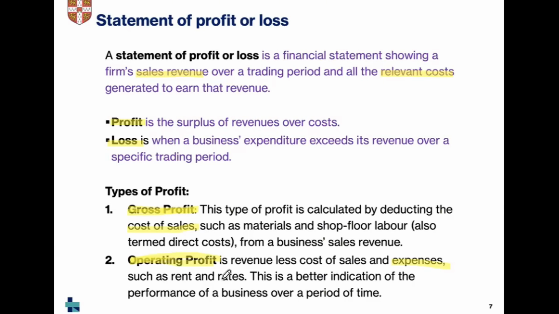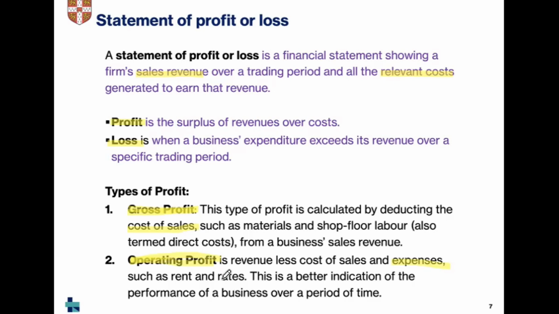So let me use an example of a school. In a school, the students pay their fees, and this is revenue for the business, for the school. Now, in generating these revenues, the school pays the teachers. The school buys board markers. These are all direct expenses that the school must deduct from its revenue.